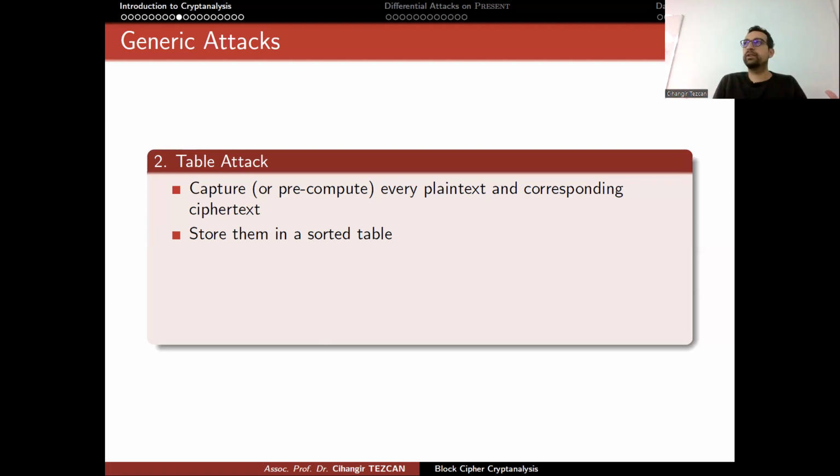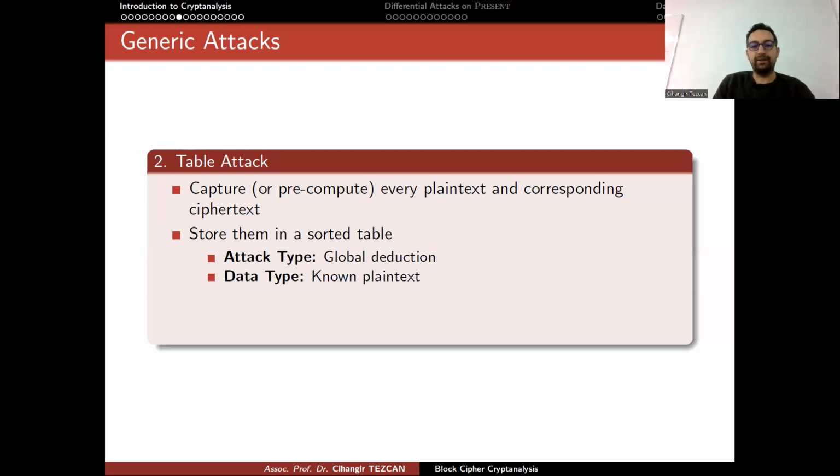But you still don't know the secret key. This is the important thing. So this attack type is global deduction, because it is not a total break. You don't capture the secret key. But the data type is non-plaintext, which is somewhat misleading because you have to capture every plaintext and the ciphertext. So saying it is non-plaintext is somewhat misleading, but anyway, you have to know every plaintext and the corresponding ciphertext.